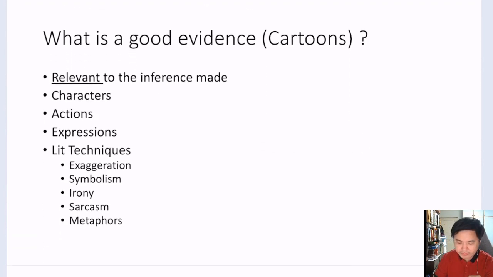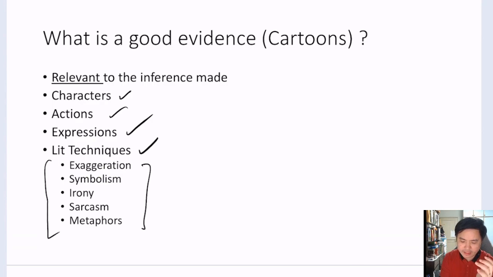What is a good evidence? For cartoons, if you see cartoons, remember these things: character, action, expression, labelling techniques. All these techniques are available for you to use. And when you explain, you are just explaining the meaning of all these cartoons, the symbolism of what each of these things actually mean. I'll go further in depth in another video on what to do in a cartoon.